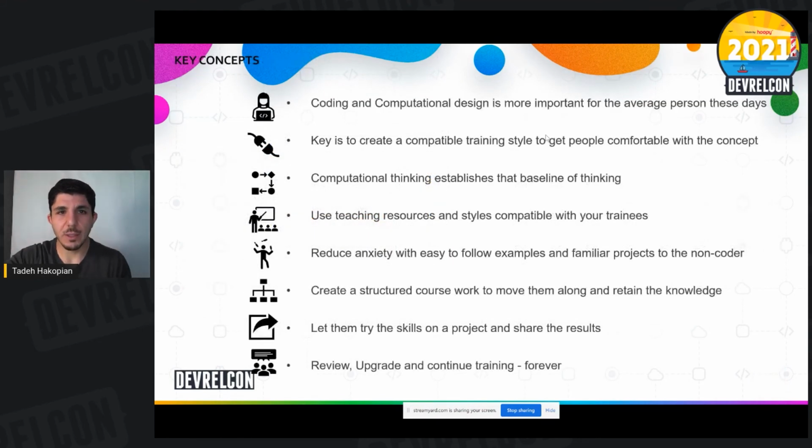And remember the key concept that we covered here: coding and computational design is more important for the average person these days. That's why I had to develop this process. You have to create a compatible training style to get people comfortable with the concept. Computational thinking establishes a baseline of thinking.